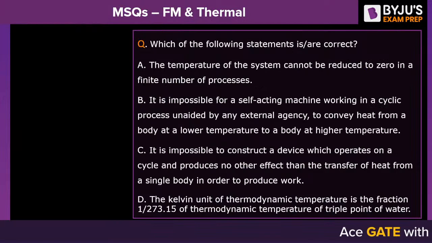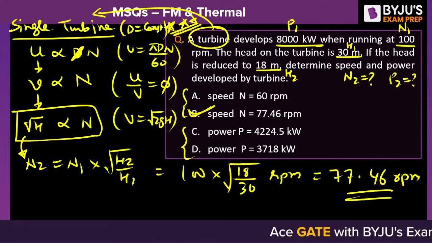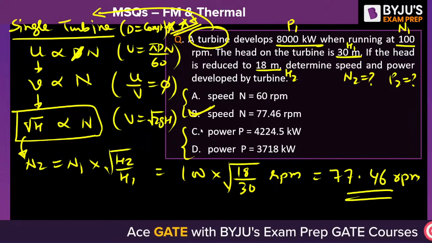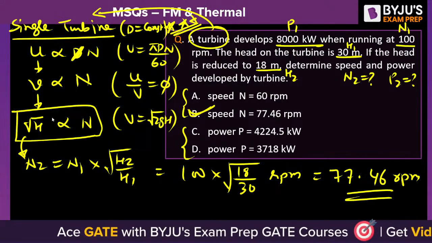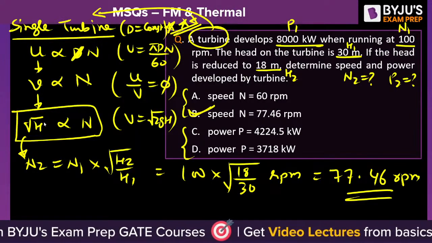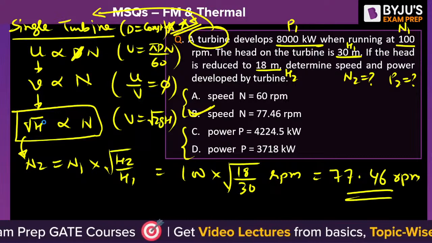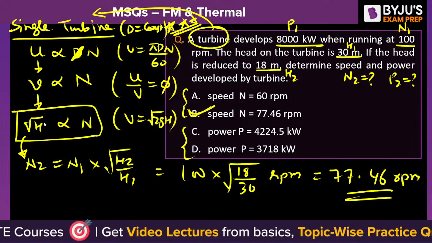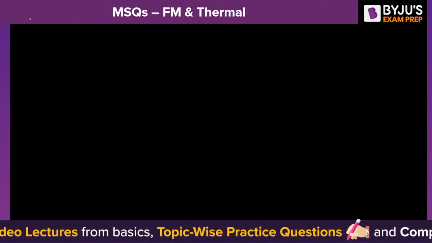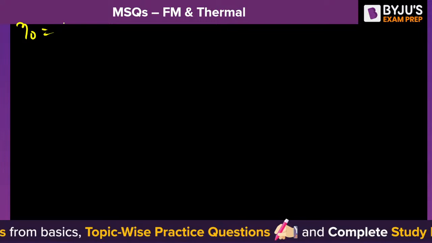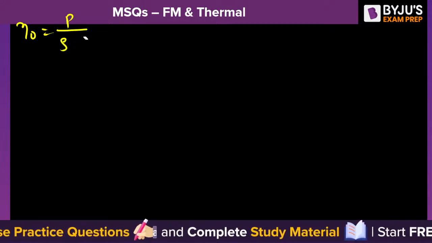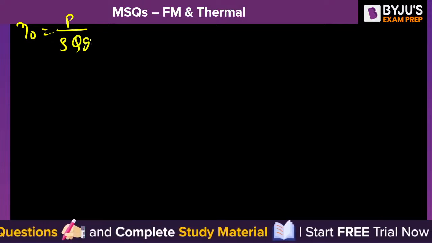Now the power developed. Can you solve for power? So we can say overall efficiency is equal to power divided by rho Q G H, rho into Q into G into H.